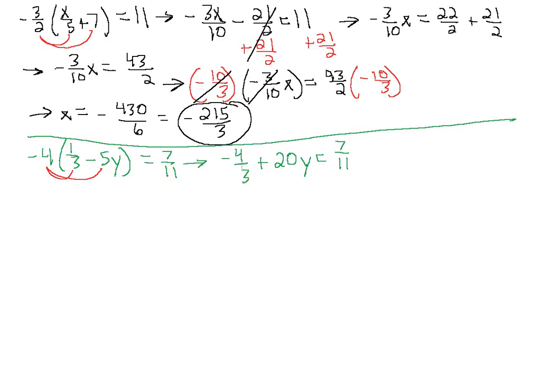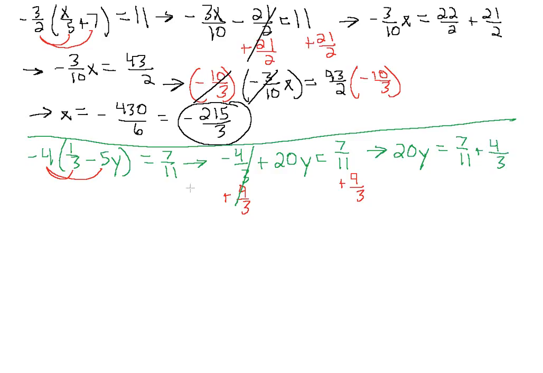Let's go ahead and move this minus 4 over 3 to the other side. We do so by adding 4 over 3 so that those two will cancel. We have to do the same thing on the other side, 4 over 3. Okay. This cancels with that. So all we're left with is a 20y on the left side. And on the right side, we have 7 over 11 plus 4 over 3.